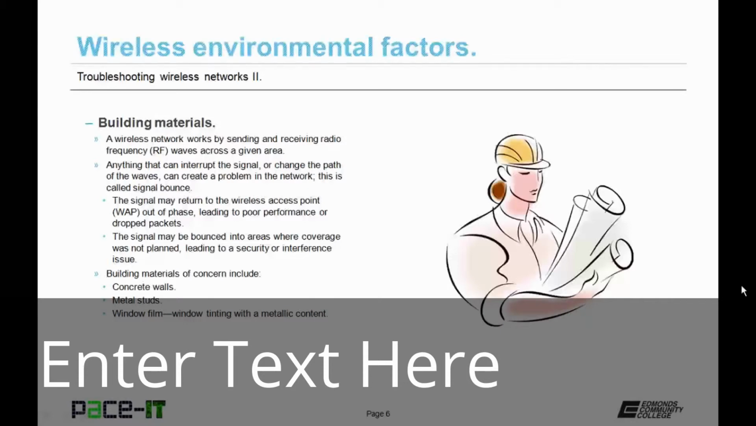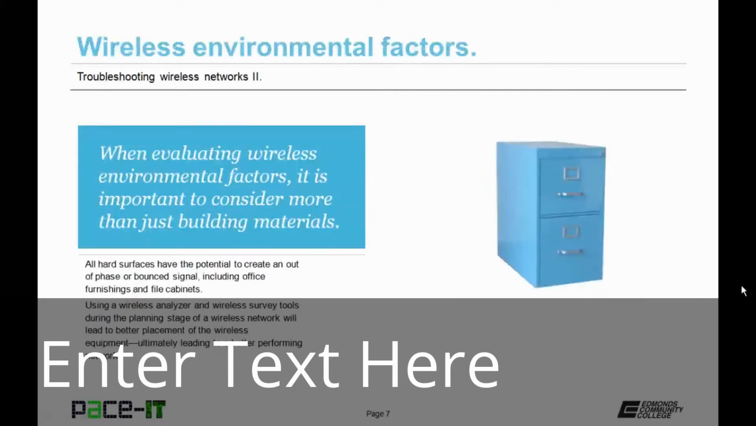Some building materials of concern include concrete walls, metal studs, and window films, particularly window tinting with a metallic content. When evaluating environmental factors, it is important to consider more than just the building materials. All hard surfaces have the potential to create an out-of-phase or bounced signal, including office furnishings and file cabinets. Using a wireless analyzer and wireless survey tools during the planning stage of a wireless network will lead to better placement of the wireless equipment, which ultimately leads to a better performing network.